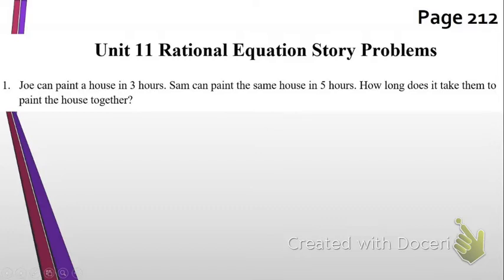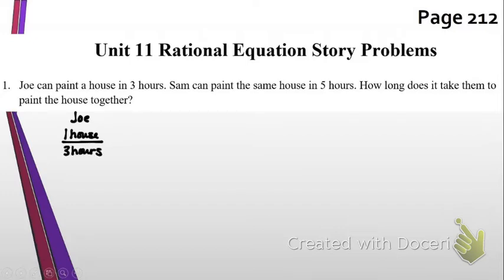4, I think, is a reasonable guess. It's certainly going to guide us. It's in between 3 and 5. Let's see. I'm going to write a rate for Joe. What is Joe trying to do? Paint a house. How many houses? 1. So we have 1 house in how many hours? 3 hours.